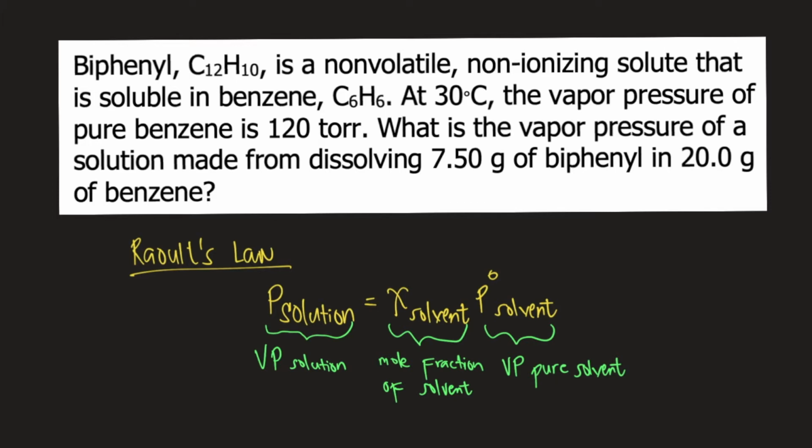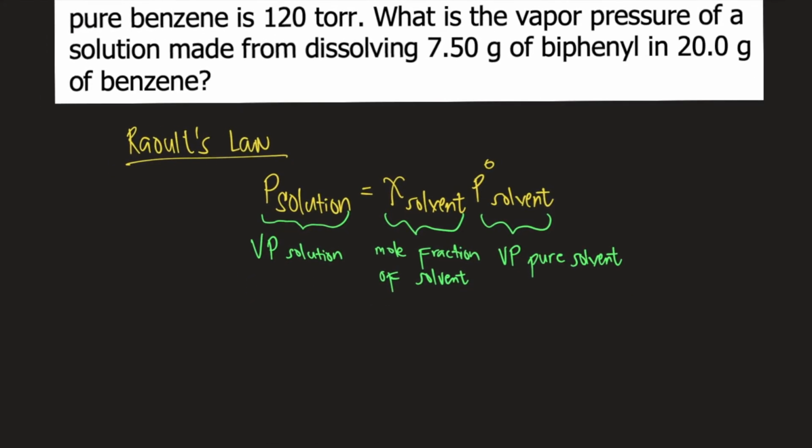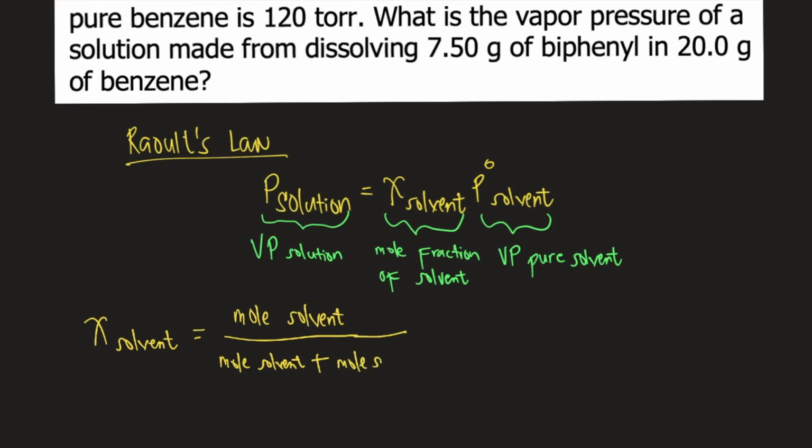Okay, so the problem is asking us to solve for the vapor pressure of the solution. So what we need to do first is compute the mole fraction of solvent. So how do you solve the mole fraction of solvent? Mole fraction of solvent is equal to the moles of solvent divided by the moles of solvent plus moles of solute.